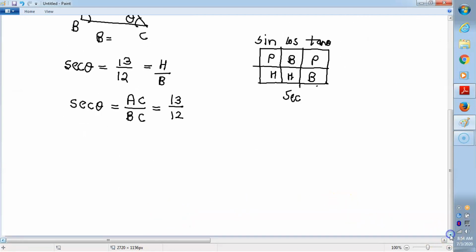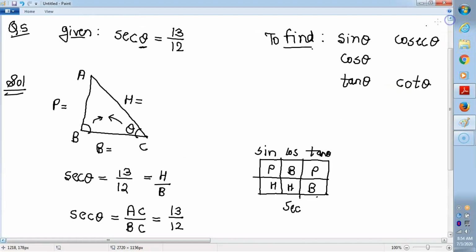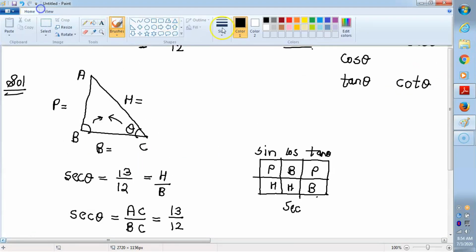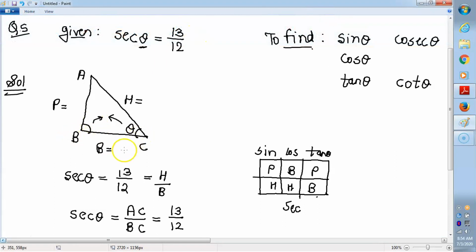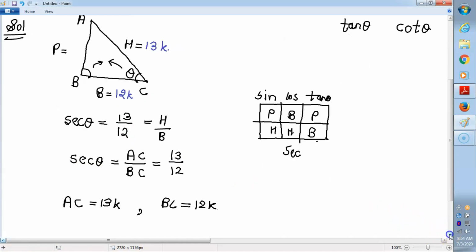Now in our previous question we discussed that whenever a ratio is given, we can take a positive number k to decide the sides. So we can write AC as 13k and BC as 12k. Let's see the diagram again. In our diagram, hypotenuse upon base is given. Hypotenuse is 13k and base BC is 12k. So, what about the third side, AB?